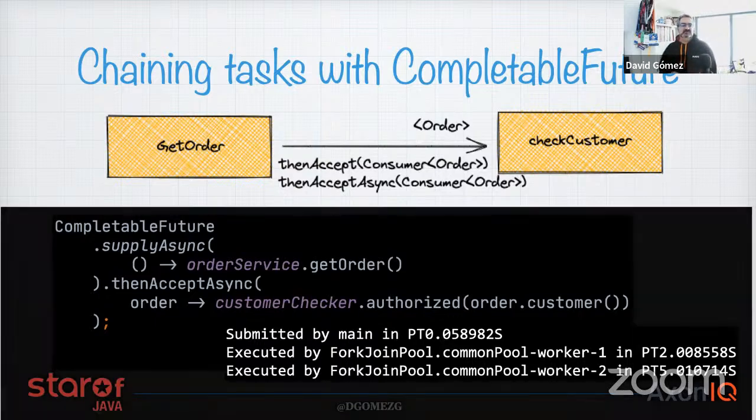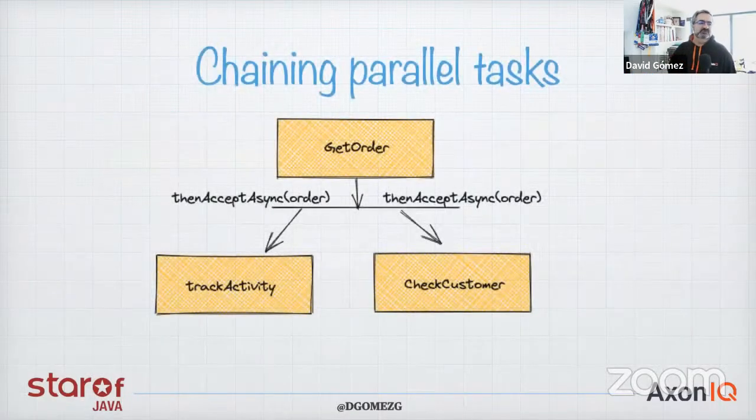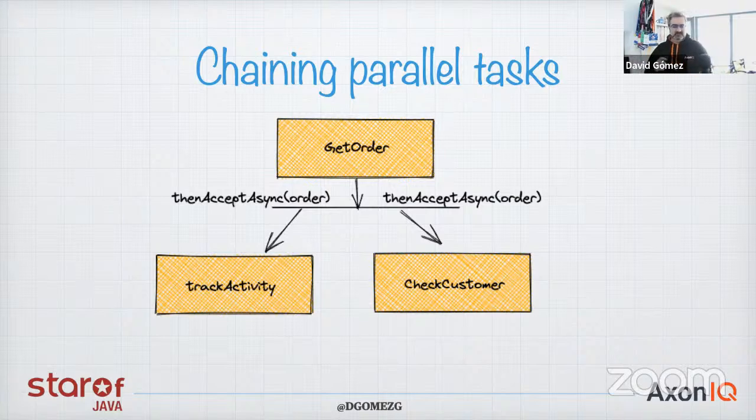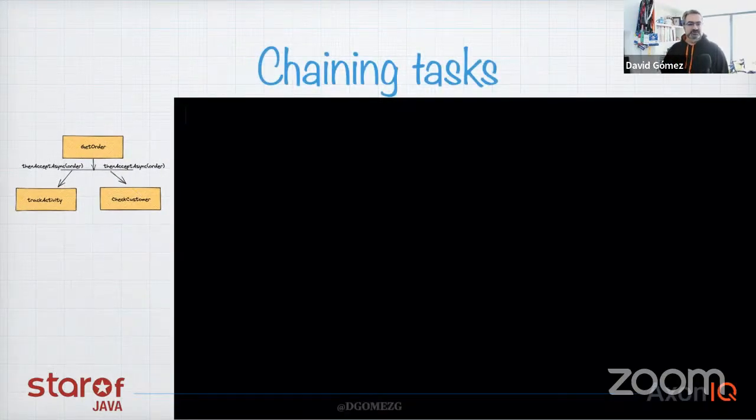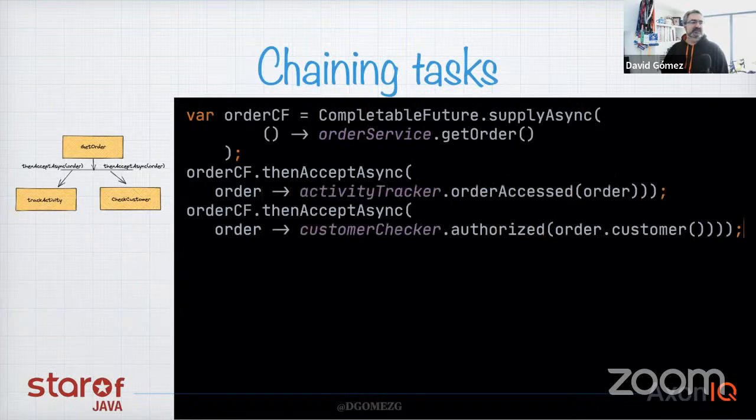But there are also other scenarios. For example, what if I have two tasks that could be executed in parallel after getting the order? Let's say that we have this check customer, but we also need some reports or some statistics to fill, and we need to send that information with the order to track activity. One thing that we could do is chain these tasks in that way.